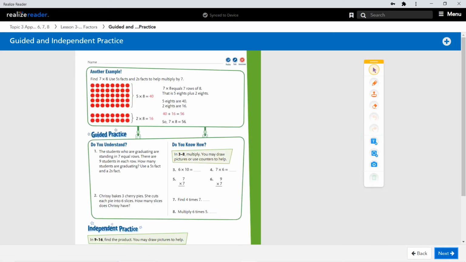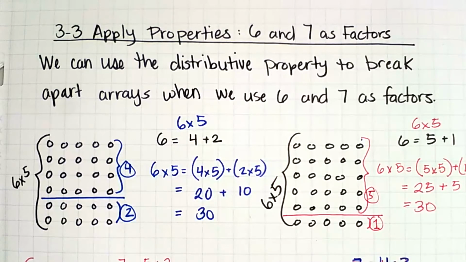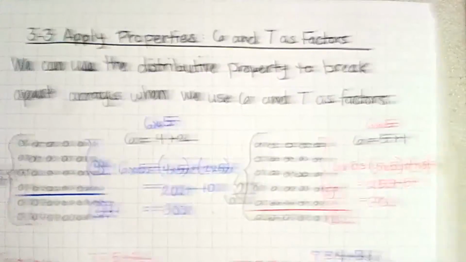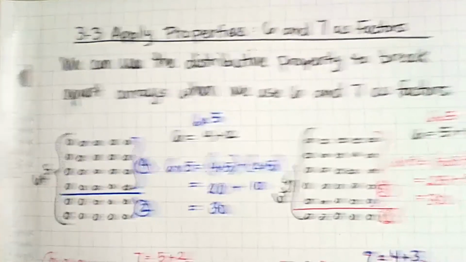Now, before we dive into our guided practice, we're going to go ahead and take a look at some of the notes that we took along the way while we were listening to our lesson. Now, we know that we can use a distributive property to break apart arrays when we're using 6 and 7 as factors. So I'm going to show you 2 ways that you can break apart these different arrays. So you're not limited to just one way of doing it. You can do it more than one way.